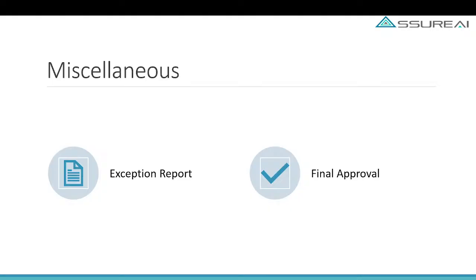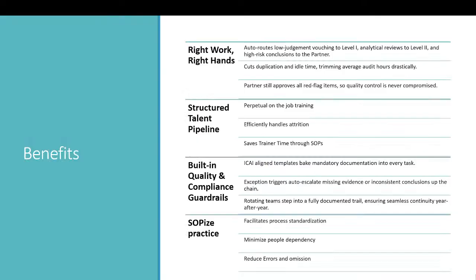Now coming to the benefits of this approach. What are the benefits? Why should we do this? Right work, right hands. It automatically routes low-judgment work, such as voucher verification or reconciliation matching numbers. All these jobs are left to the level one resource.